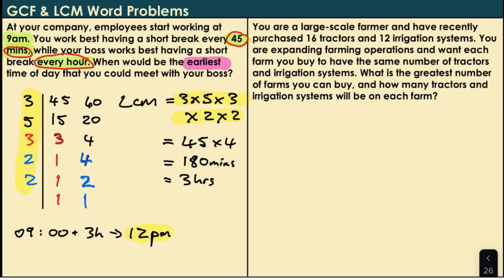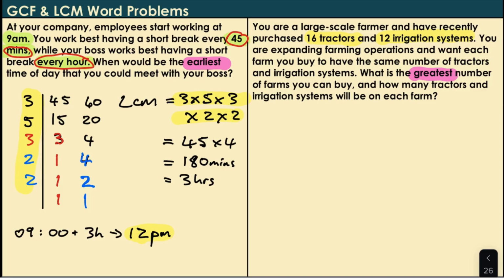Next question. You're a large-scale farmer and have recently purchased 16 tractors and 12 irrigation systems. You are expanding farming operations and want each farm you buy to have the same number of tractors and irrigation systems. What is the greatest number of farms you can buy? And how many tractors and irrigation systems will be on each farm?